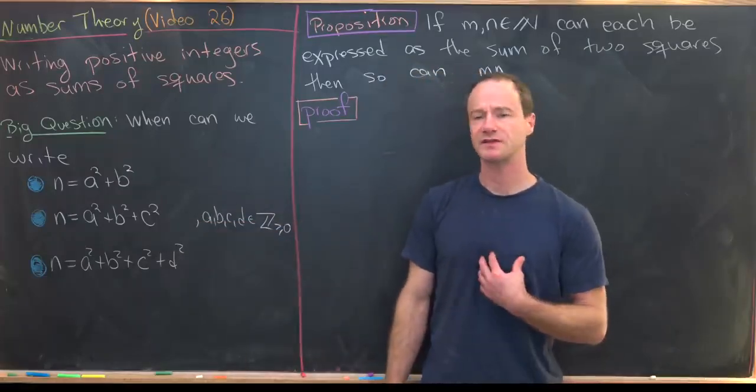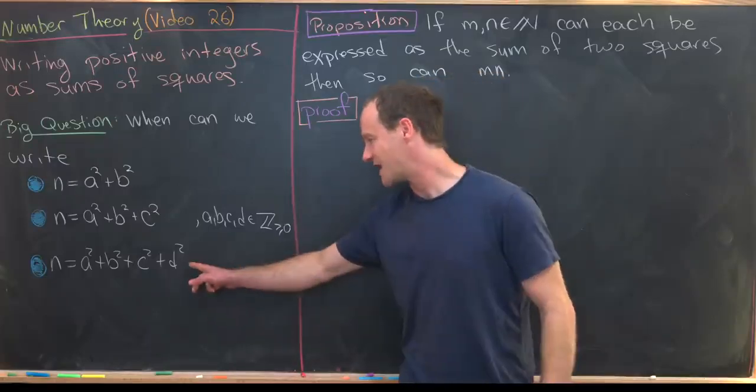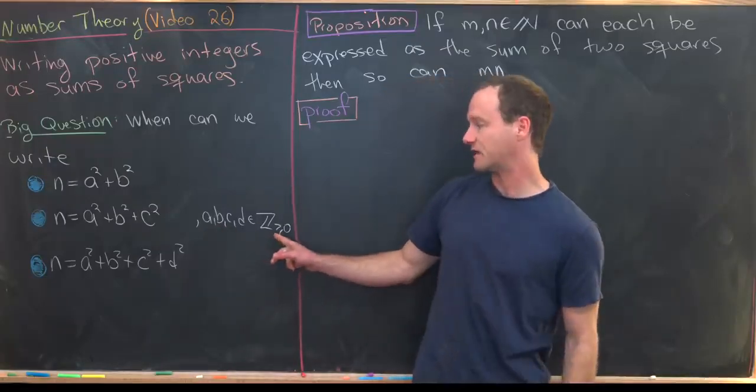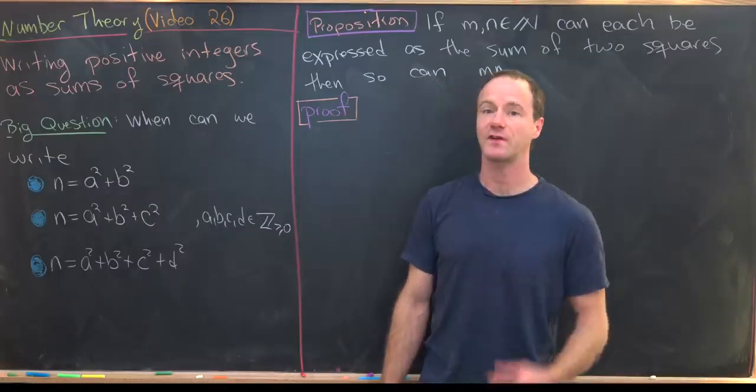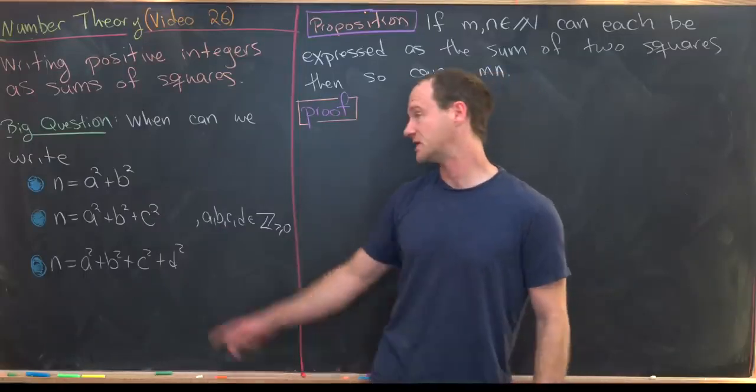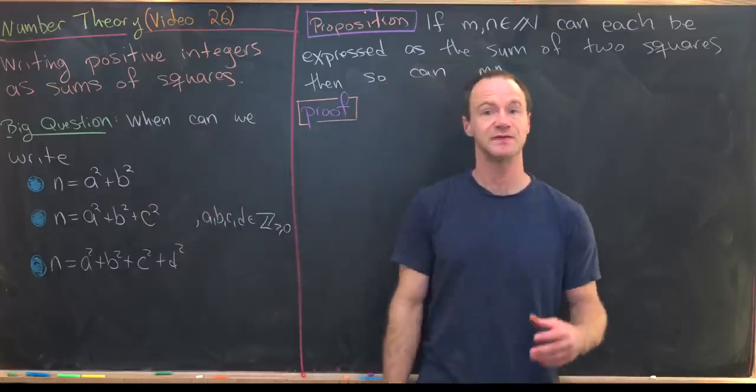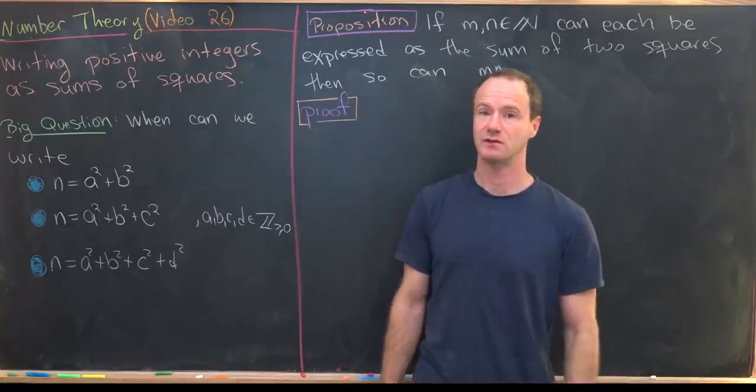And when we're talking about sums of squares, we take the parts to be non-negative integers, so we allow 0. So for instance, a perfect square can be considered as a sum of two squares, itself plus 0.